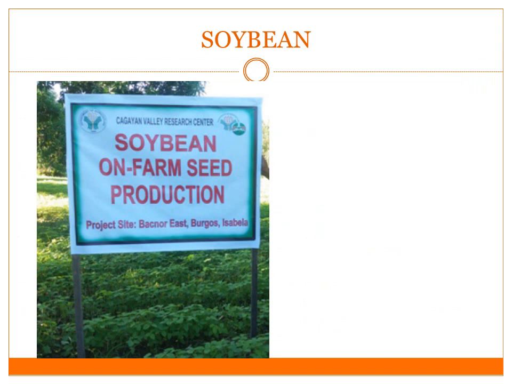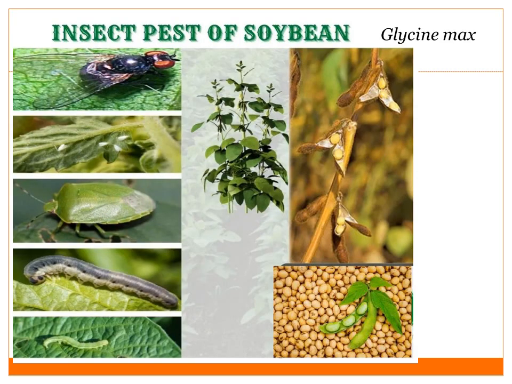Let's move forward to soybean. So here you can see the photo of soybean on-farm seed production, which is in Isabela. So region 2, again, like peanut, is one of the top producers of soybean. Let's proceed with the insect pest of soybean, Glycine max.